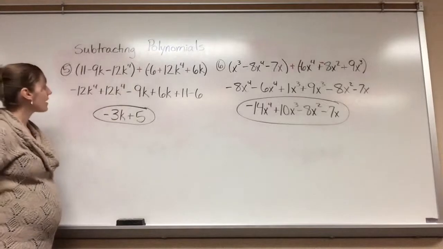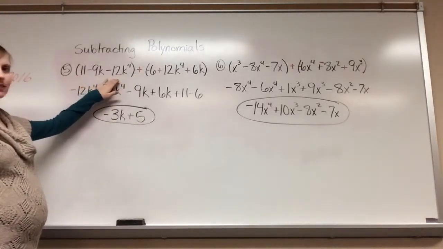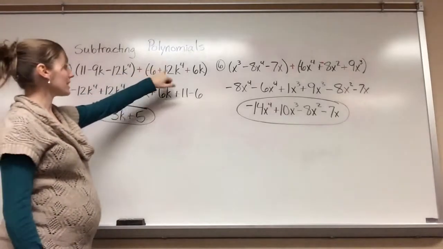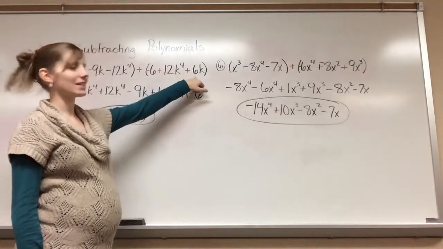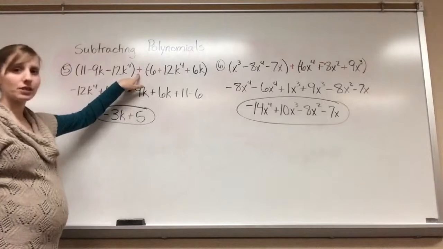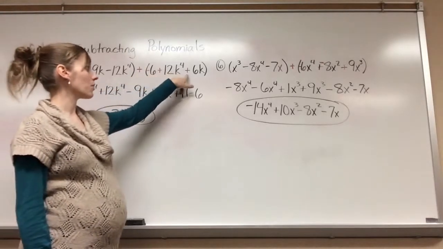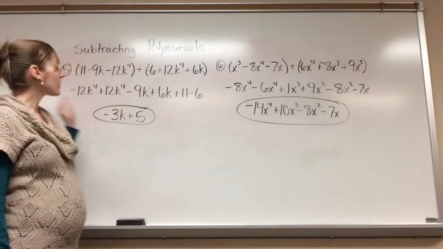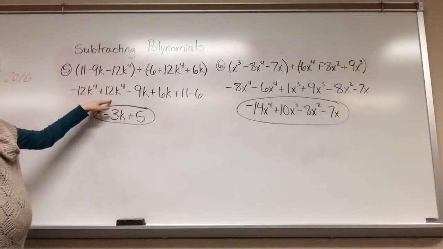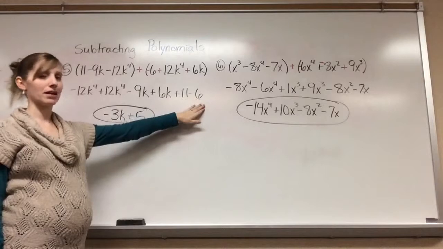For problem number 5, our first polynomial is 11 minus 9k minus 12k to the 4th, and we were supposed to subtract from that 6 minus 12k to the 4th minus 6k. Now I did change my signs first. I changed it to addition, and I changed it to a negative 6, a plus 12k to the 4th, and a plus 6k. From there, I put them in order, negative 12k to the 4th, plus 12k to the 4th, minus 9k, plus 6k, plus 11, minus 6.